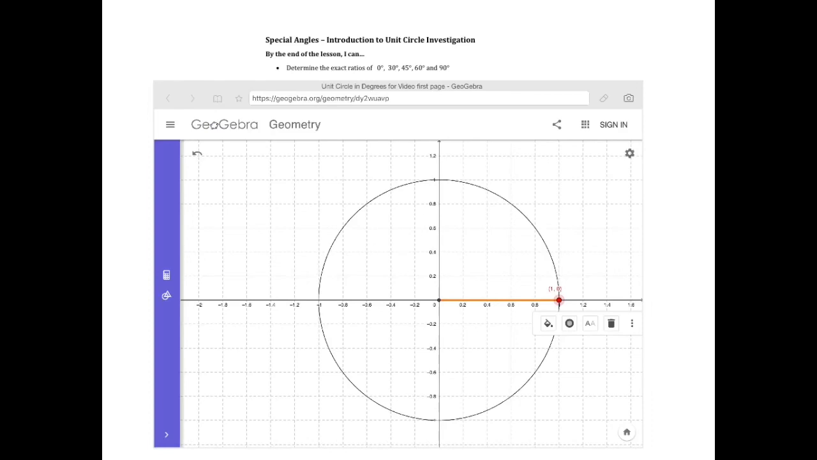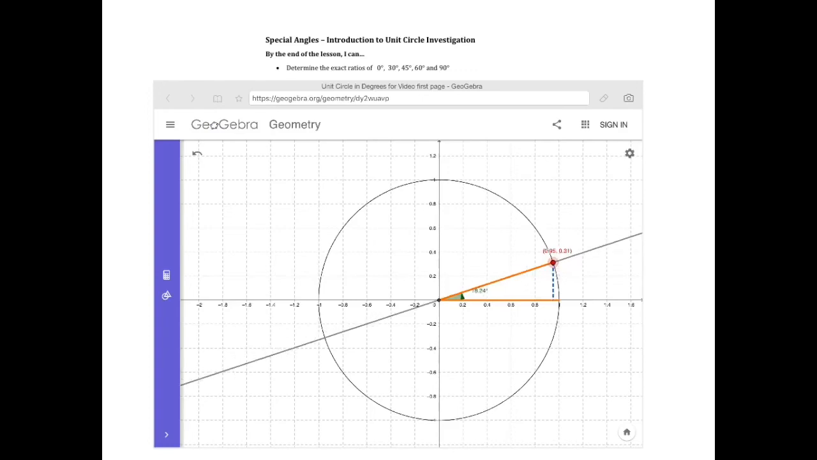So here we have a unit circle. It has a radius of 1. So this orange line is the radius with a length of 1. I'm going to take this red dot and move it along the circumference of the circle counterclockwise. And if you notice, as I keep moving it, a couple of things are changing. The angle between the two orange lines, the radiuses, is changing.